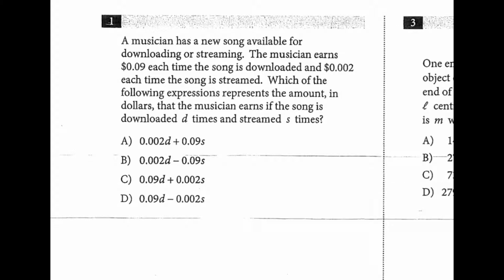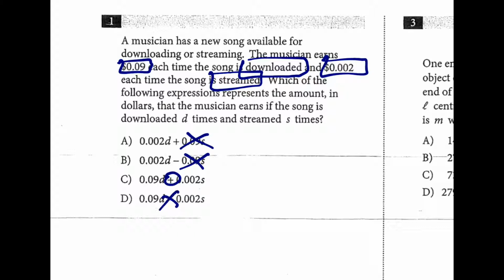The next problem is about matching numbers and letters. You don't have to actually do a lot of math here. We're just identifying that 9 cents should go with D for downloads, and 2/10 of a cent should go with S for streams. So A and B are wrong because they have 0.09 associated with the wrong letter. Between C and D, it should be plus, not minus, because we are earning money for both. So we are adding those revenue streams.